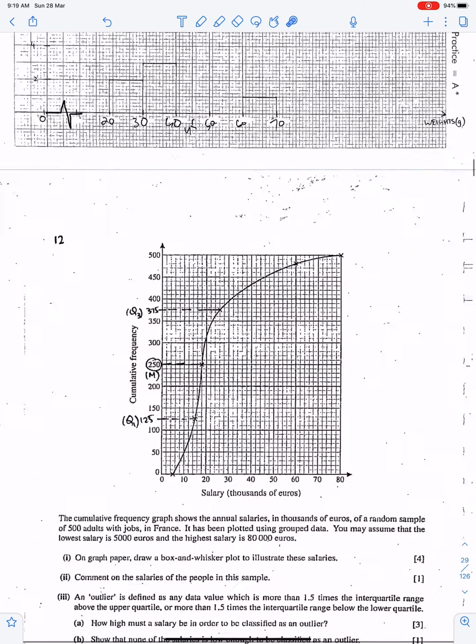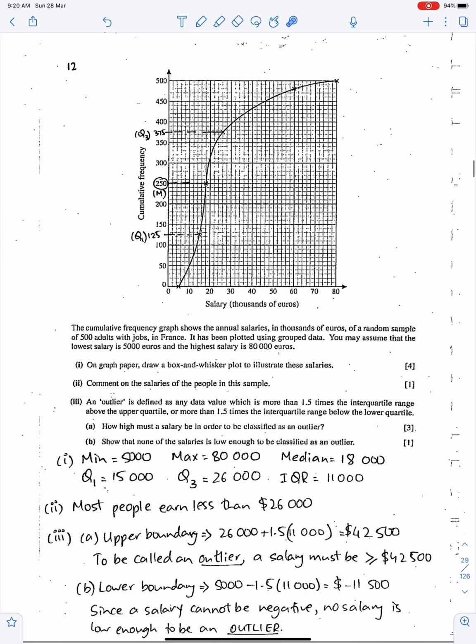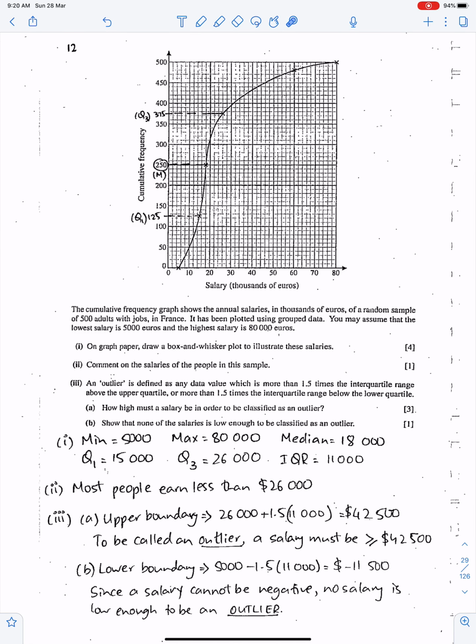We have done this question. 12. I think, okay, we have to do this sum. I thought I already have done this question, but I have to do this. We haven't done this before. The cumulative frequency graph shows the annual salaries in thousands. This is the scale of euros of a random sample of 500 adults with jobs in France. It has been plotted using group data. You may assume that this lowest salary is 5,000 here and highest salary is 80,000.